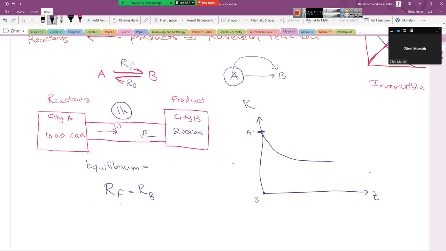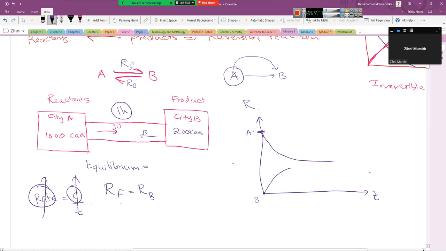but the rate of B will be increasing. Why? Because B is being formed. The products are being formed. So the concentration will be increasing. So if the concentration is increasing, what will happen to the rate? Because rate is equal to concentration change divided by time. So if concentration is increasing, the rate also will be increasing.